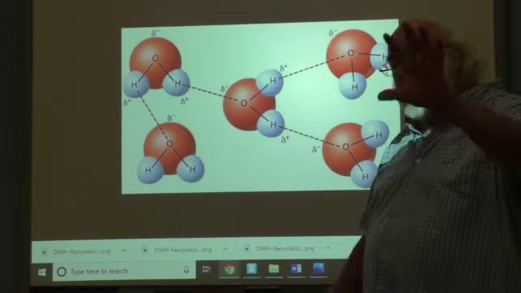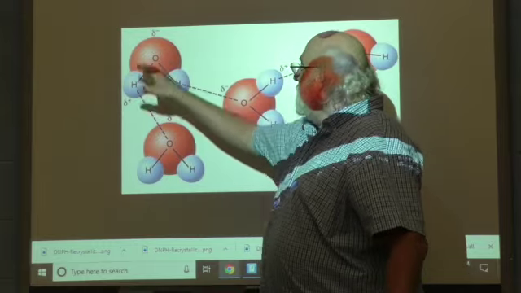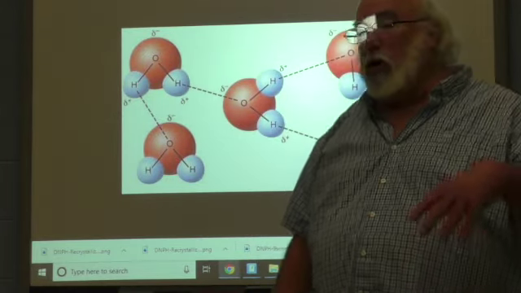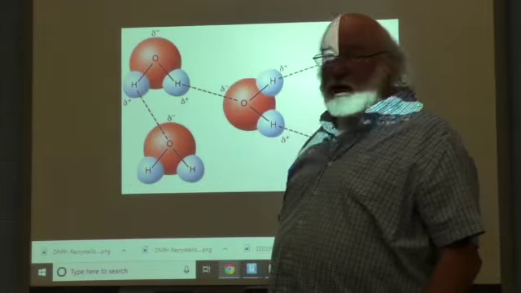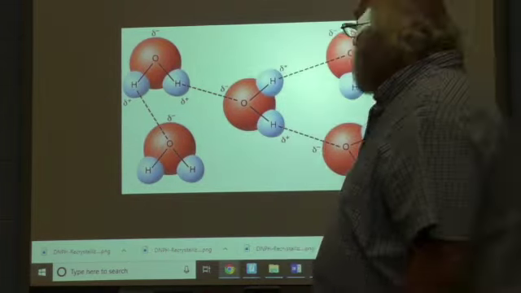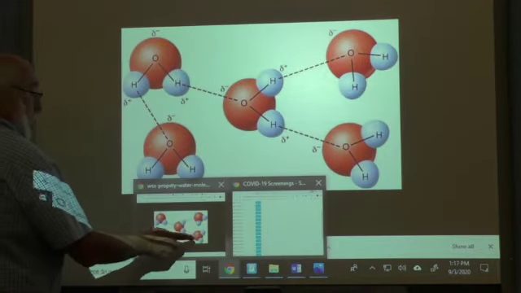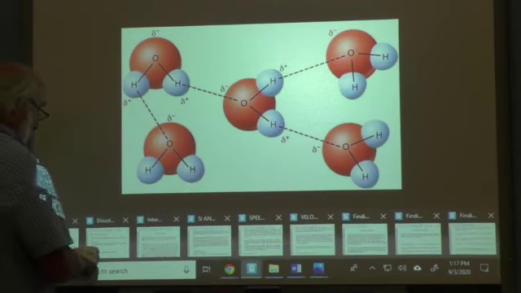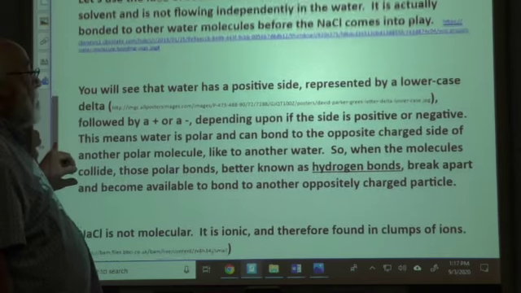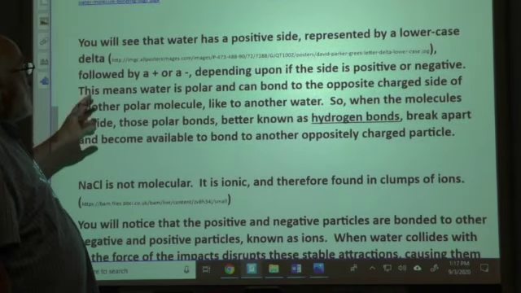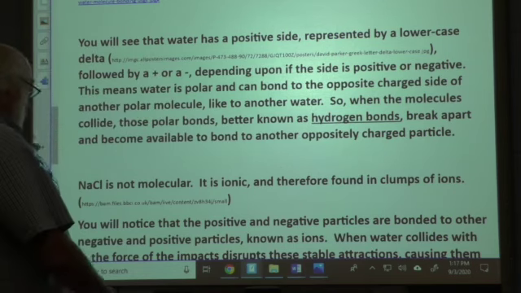Water is what we call a polar molecule. It has a positive side and a negative side. The negative side is where the oxygen is. The positive side is where the hydrogen is. And the reason for that is something called electronegativity. You will see that the water has a positive side, represented by a lowercase delta.